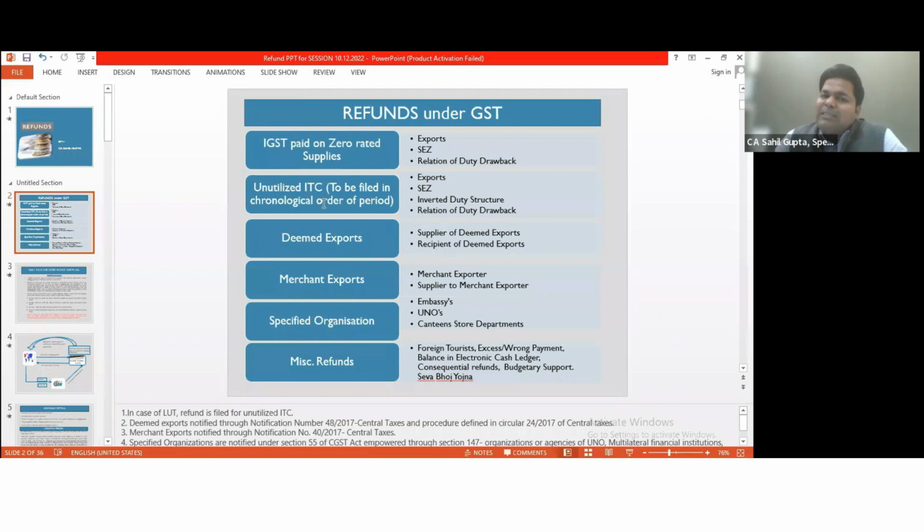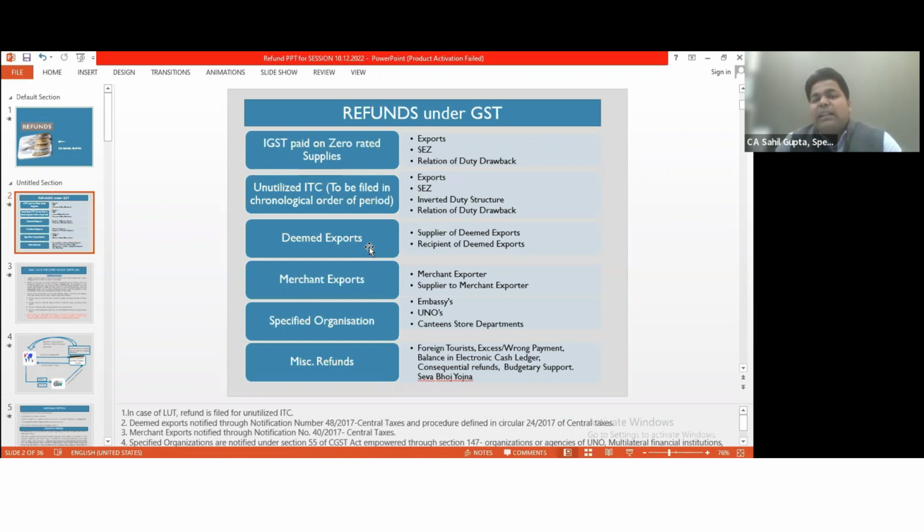Second, we will come to the unutilized ITC. Accumulation of input tax credit due to lower outward supply tax rate or no tax rate on the outward supplies. In that case, the government has provided us the benefit of taking the refund. In unutilized ITC, there are three types: exports, SEZ supplies, and inverted duty structure. Inverted duty structure is where the outward supply tax rate is lower when the inward supply rate is higher.